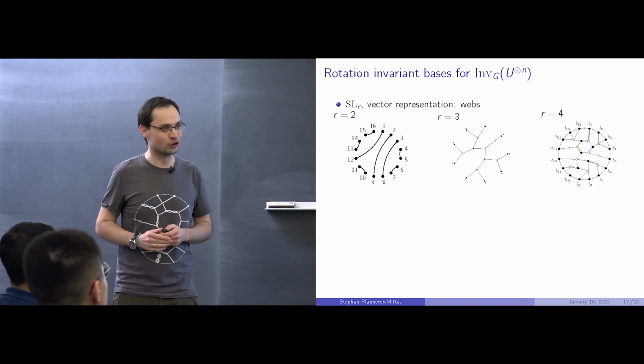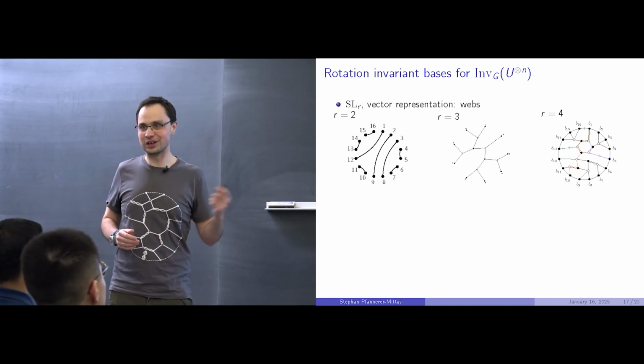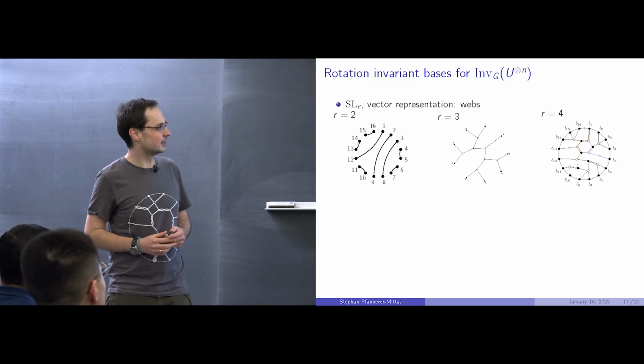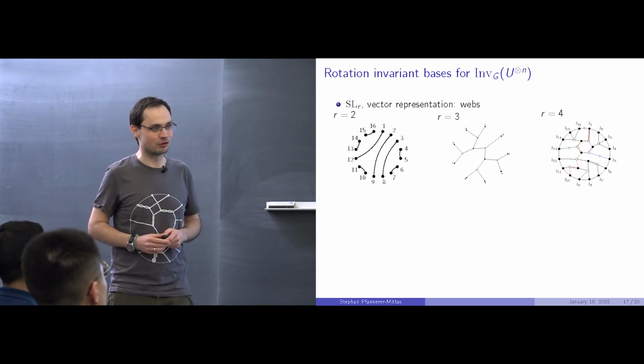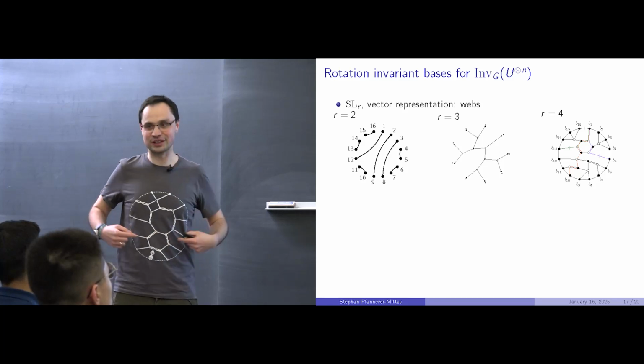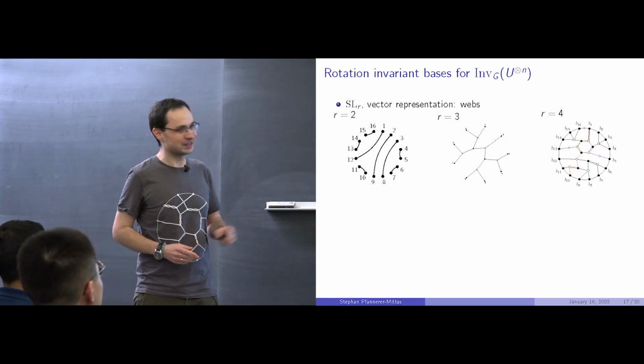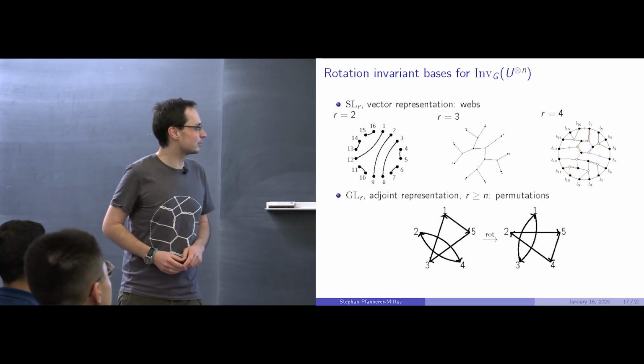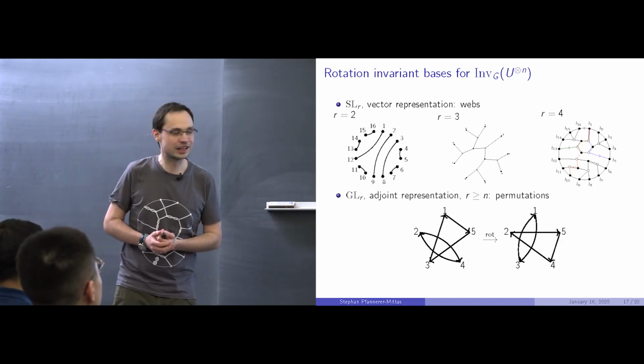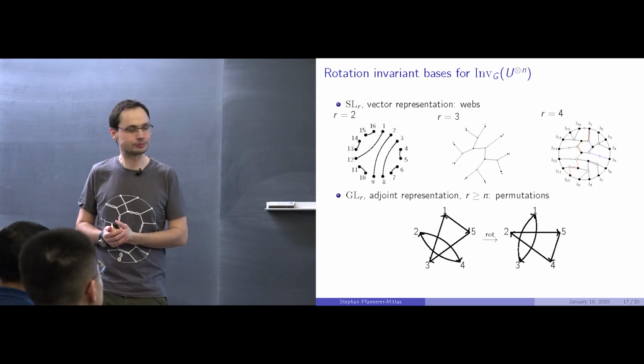And for R equals 4, this is recent work together with a bunch of collaborators, what we call the hourglass plabic graphs and the SL4 web. Basically, that's what's depicted on my t-shirt here. Okay, but that's enough of the web talk. What's going on with GL_R and the adjoint representation?